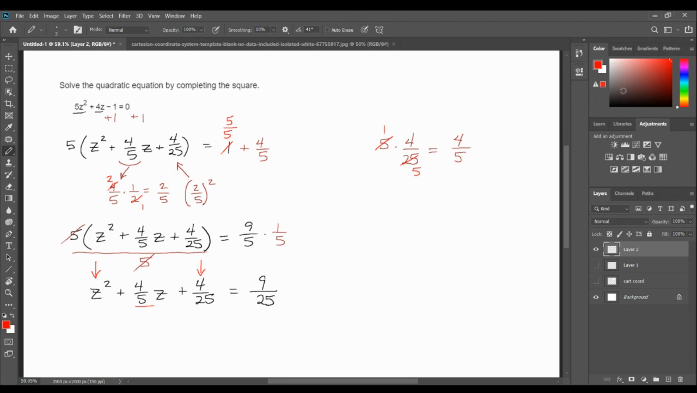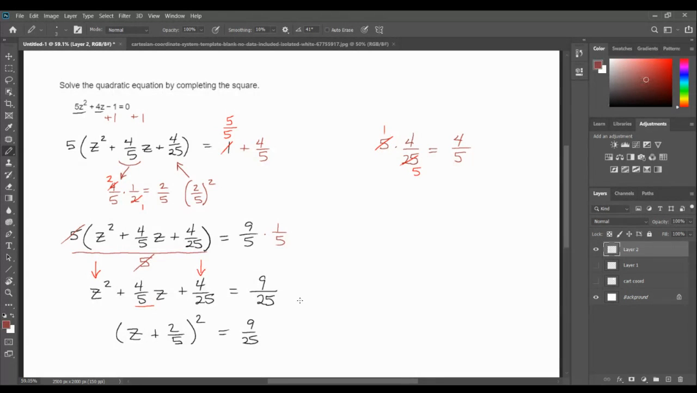So that's a perfect square, which means it factors immediately into the variable, and then that middle term divided by 2, and the whole thing is squared. Or it's the square root of this last term. So the square root of 4 is the 2, the square root of 25 is 5. And that will always be the middle term divided by 2. Always. And that equals 9/25.